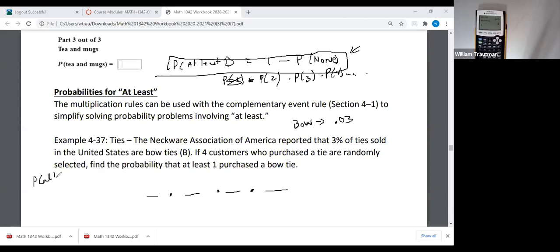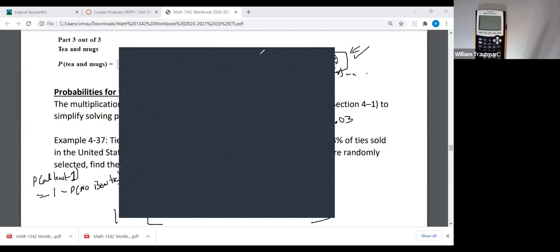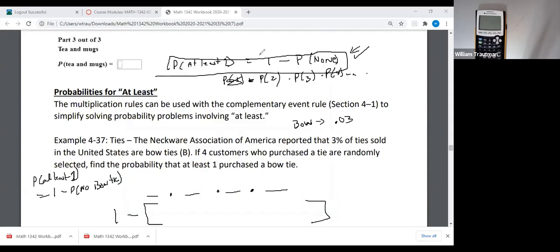of at least one equals 1 minus the probability of nobody wears a bow tie. No bow tie. You see, at least one is the same thing as 1 minus the probability of none. So I'm going to do 1 minus the probability of none. Oh, this next one's going to be a tough question. Let's see if I can get to it again. Where are we? How did I lose it there?